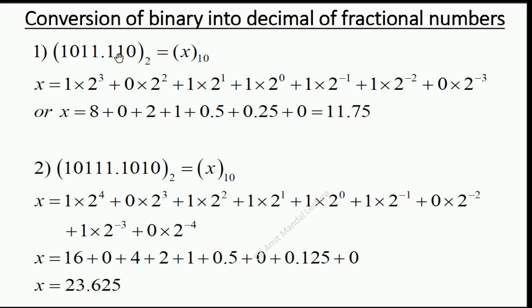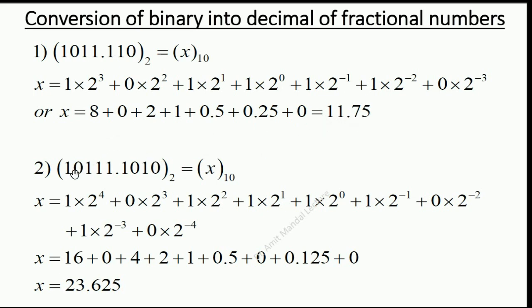Now after this point, there is 1. So you have to do this plus 1 into 2 to the power minus 1. 0 is over here. Now you will go with minus 1. So 1 into 2 to the minus 1 plus 1 into 2 to the minus 2 plus 0 into 2 to the minus 3. Now 2 to the 3 is 8. 0 into 2 to the 2 is 0. This is 2. And this is 1. Now 2 to the minus 1 is how much? That is 0.5. And 2 to the minus 2 is how much? 0.25. And 2 to the minus 3, but it is multiplied by 0, so that is 0. So adding up all these, you will get the decimal number 11.75.